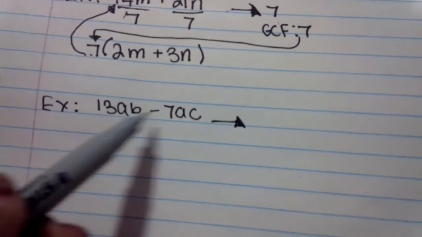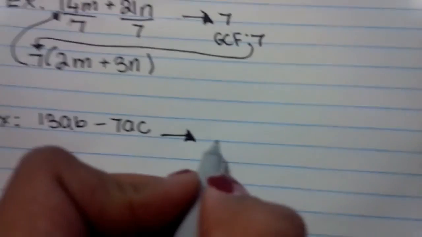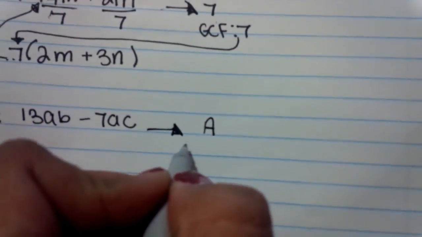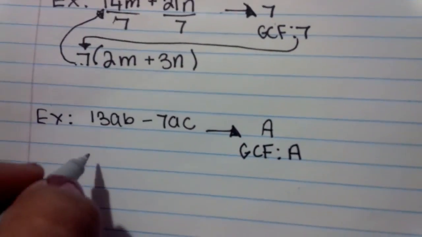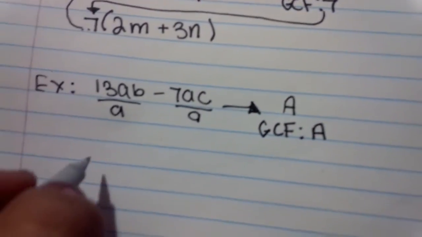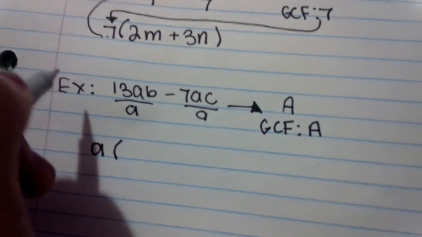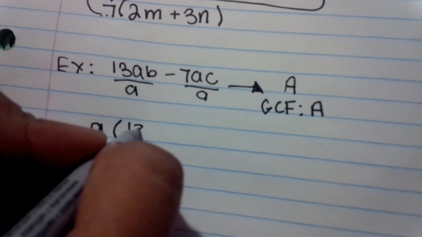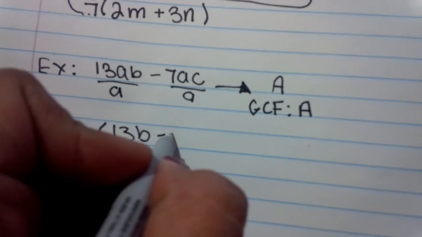So what factor do you see between these two that is in both of them and can be factored out? Which is a. So our GCF is a. So now when we write our answer, we will be dividing everything in this expression by a. So when we take a out, we put it outside the bracket. So 13ab divided by a gives you 13b, minus 7ac divided by a gives you 7c. And there you go. We have our answer.